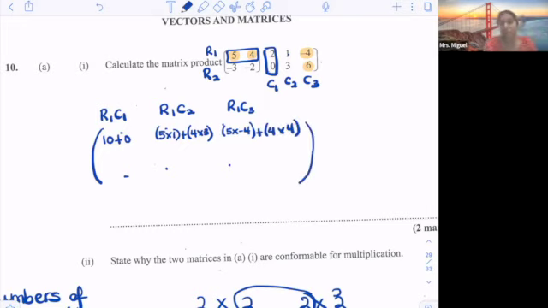Now, I'm going to stop there and I want you to multiply row 2 by column 1, row 2 by column 2, and row 2 by column 3. So you try it, and we multiply corresponding elements. First element with first element. Second element with second element. So try it.